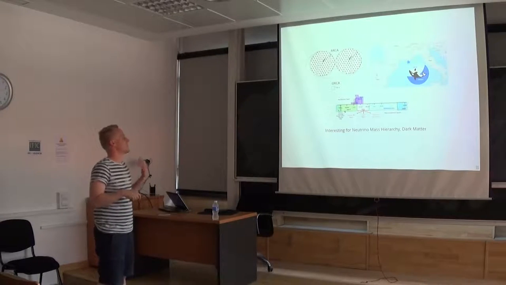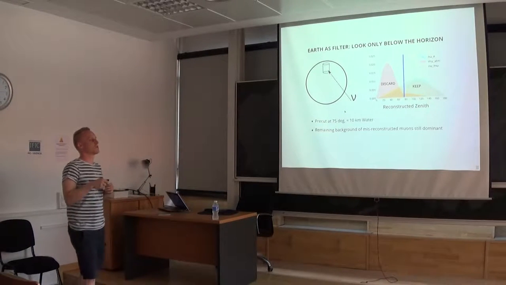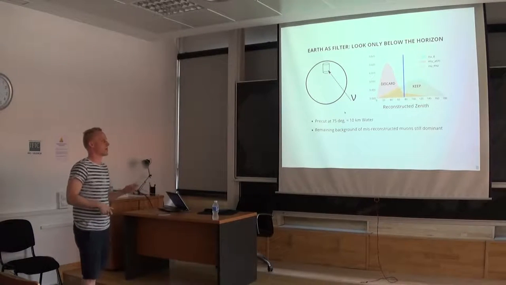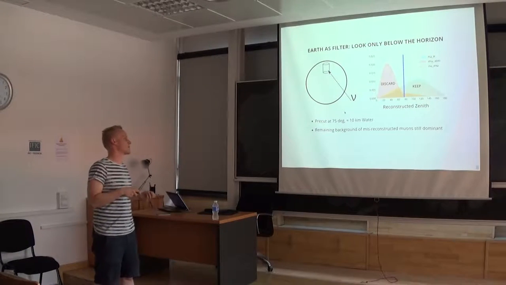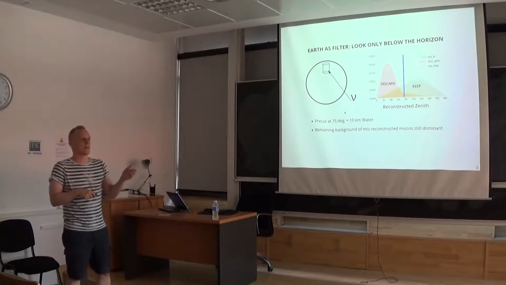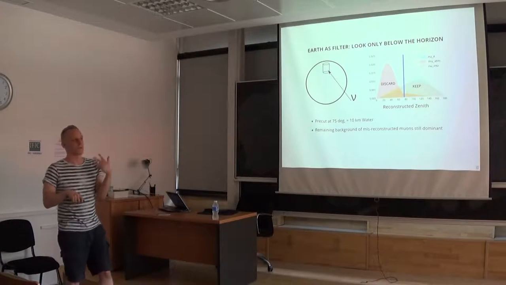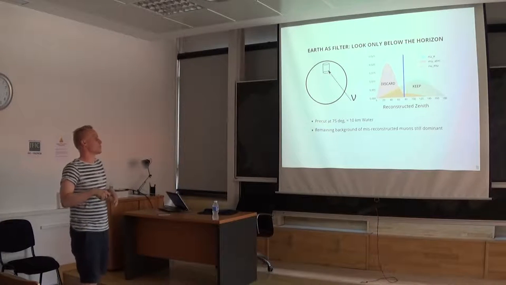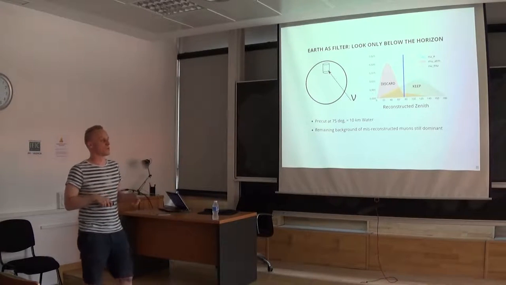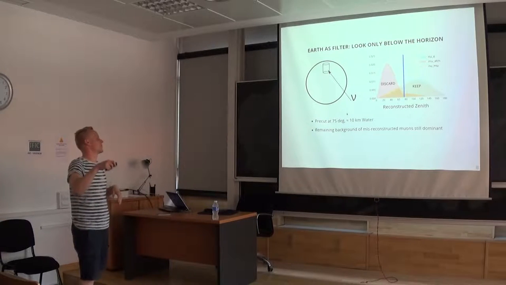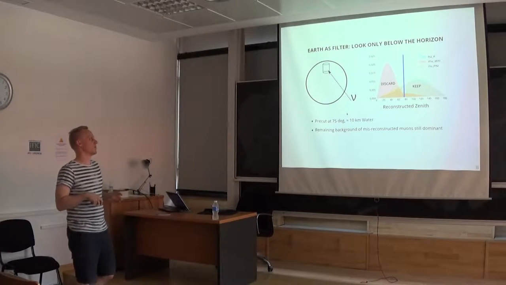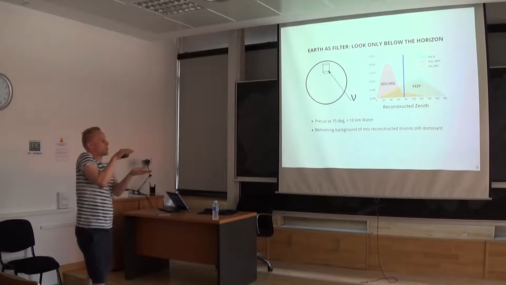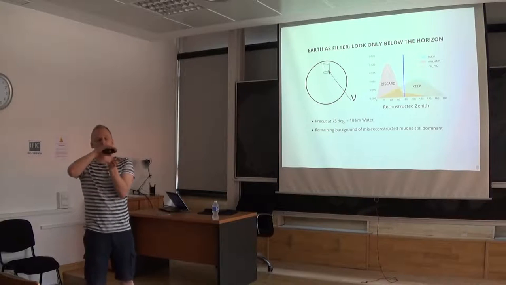But first, if you want to look at neutrino events, we have one big problem: the overwhelming atmospheric muon background, which is several orders of magnitude above us. In this analysis, because we're in a low-energy regime, we are not doing any starting track selection like the ARCA analysis does, but we're using the simpler approach of a zenith filter, because neutrinos can propagate through the Earth, while obviously atmospheric muons can't. So the idea is to just look at events below the horizon or slightly above the horizon.